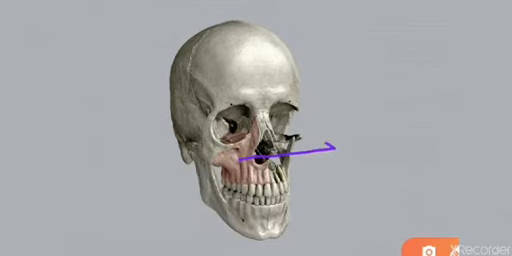The first side below the eye, that is the anterior surface of maxilla. Okay, so this surface is the anterior surface of maxilla. You get it? Now we will move the maxilla around to see the other surface. Let's see.